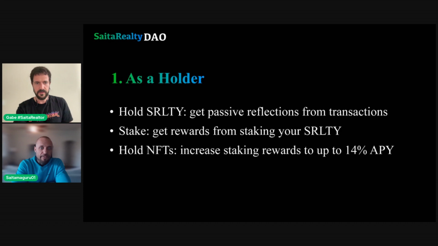Hold SaitaRealty, get passive reflections from transactions. Stake, get rewards from staking your SaitaRealty. If you didn't know, if you are an NFT holder, you can increase your staking rewards to 14%. So 14% APY is extremely substantial. If you think about it long term, simple math, if you have 100 tokens and you stake them for X amount of time and you get 14%, you earn 14 tokens over that time. You're not really going to get that kind of APY in any traditional finance ecosystem. So you're getting the increase on the market cap when the token price goes up, and you're increasing it by 14%, which is extremely good, right?